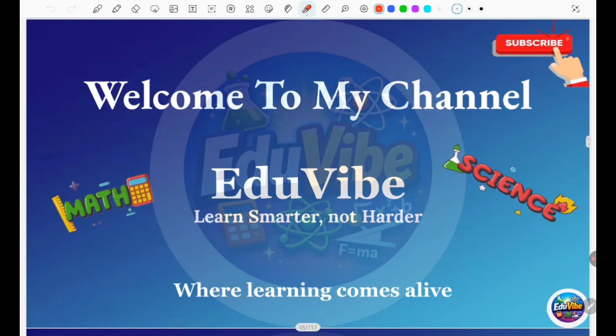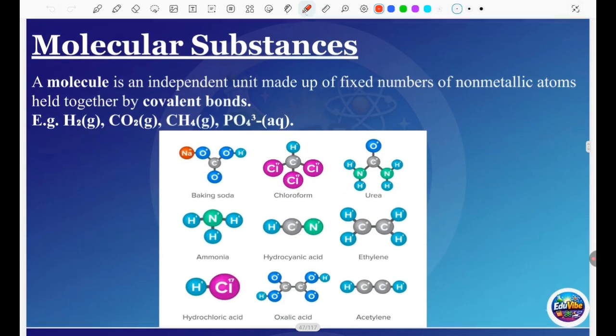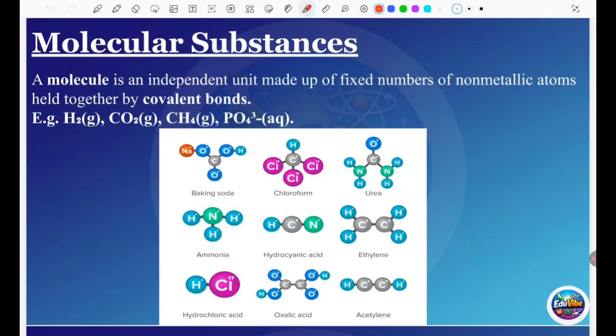Today we will start with another topic of matter and chemical bonding, which is the naming and writing of formulas of molecular substances. By the end of this lesson, we will learn what molecular substances are, what molecular elements are, and how we can name and write them. So all these things we will discuss today. Let's move on to what molecular substances are.